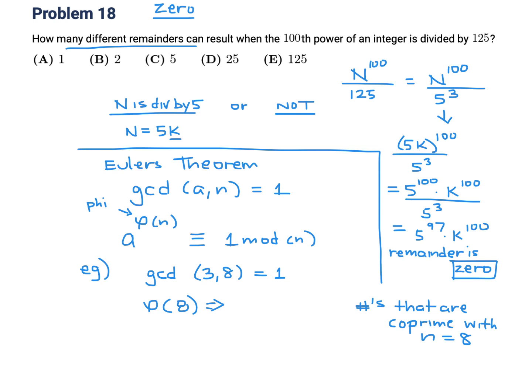Well, I think 1 is coprime, not 2, because 8 is divisible by 2, so they're not coprime. 3, not 4, 5, 7, and I think that's it. So basically you're looking at the number of positive integers less than the number that are relatively prime to that number. And in this case, that means that this is equal to 4, because there's 4 of these guys.